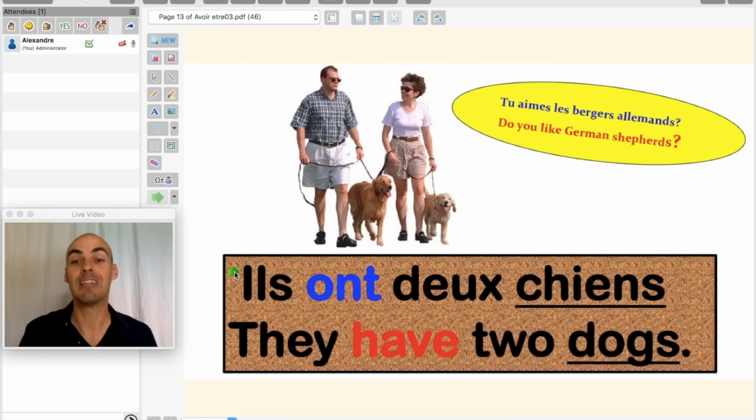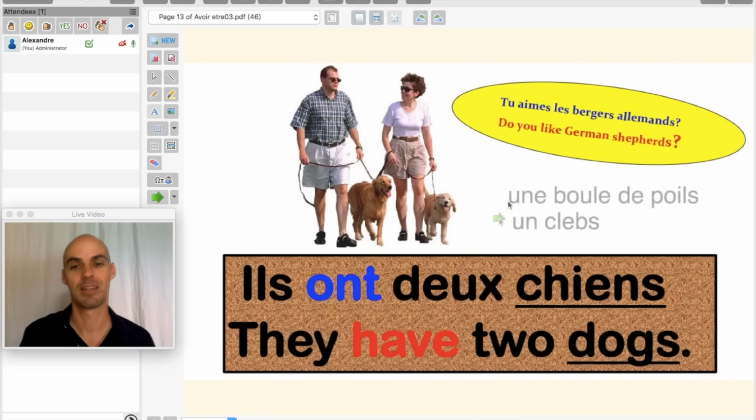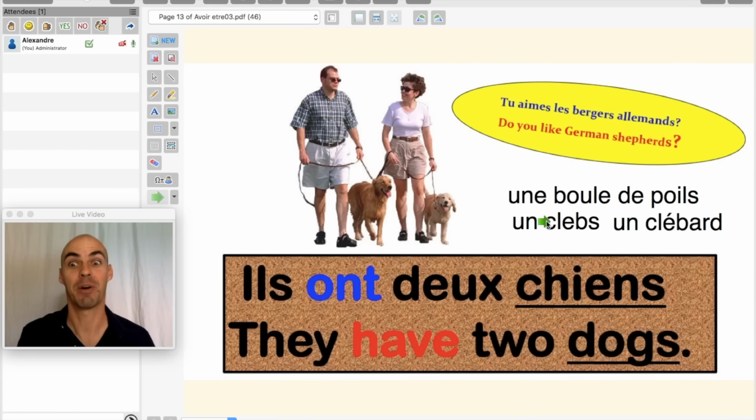They have 2 dogs. Ils ont 2 chiens. Here, can you hear how I make that liaison with the Z sound, connecting those 2 words? Ils ont 2 chiens. Un chien is a dog. Un kleps is a dog in slang. Un kleps or un clébard. Okay, those two words are slang, but you'll hear them every now and then. It's almost pronounced like a P. This is a fur ball. That's how we call a fur ball in French. Une boule de poil, a ball of fur. D'accord?